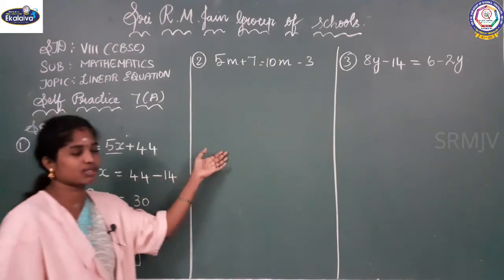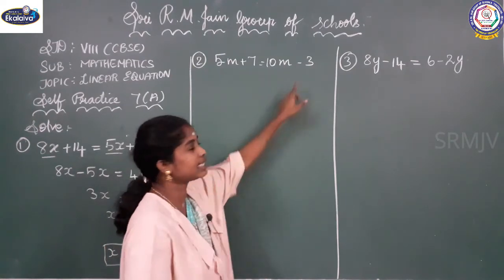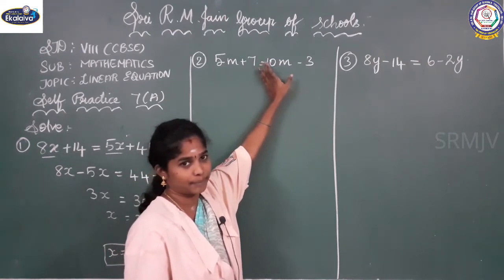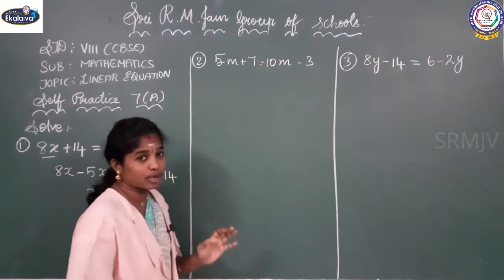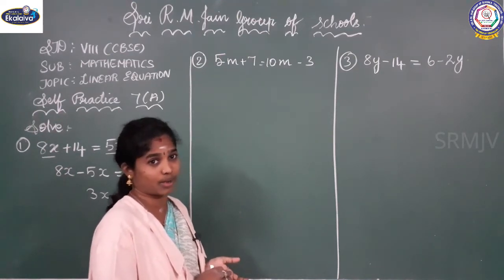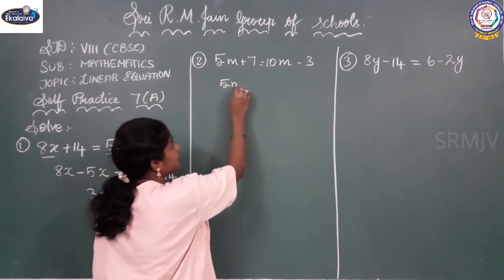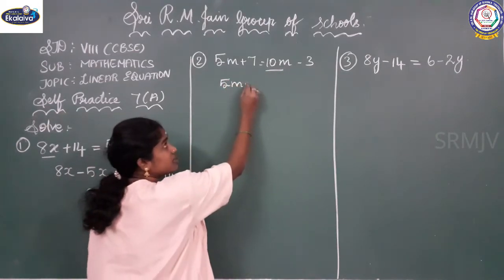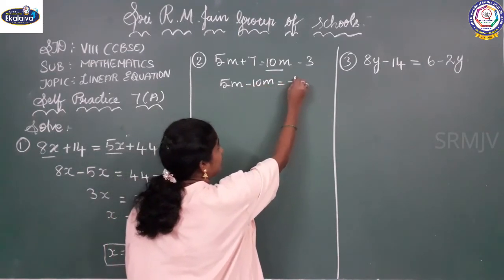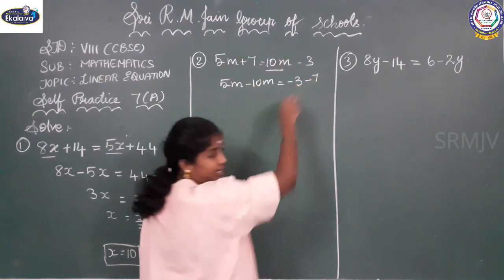Shall we move on to the next sum? Listen. 5m plus 7 is equal to 10m minus 3. Now we are going to find the value of m. Shall we find it? So what I am going to do? I am going to take all the m's one side and all the constant terms one side. 5m. This 10m becomes minus 10m. And this is minus 3, plus 7 becomes minus 7.